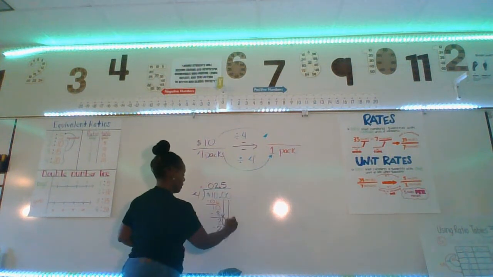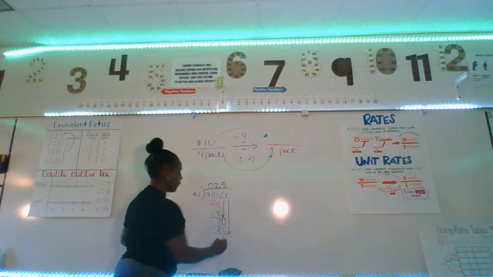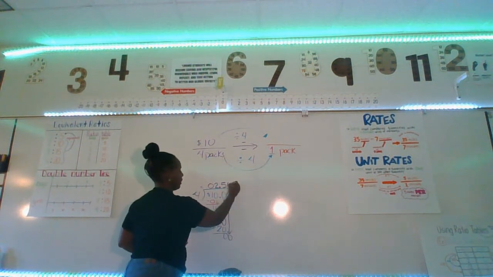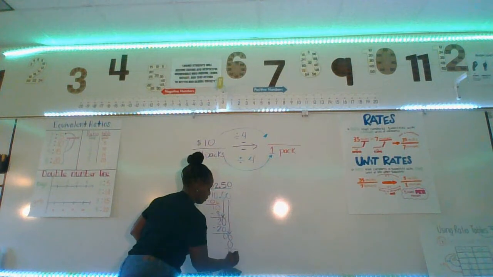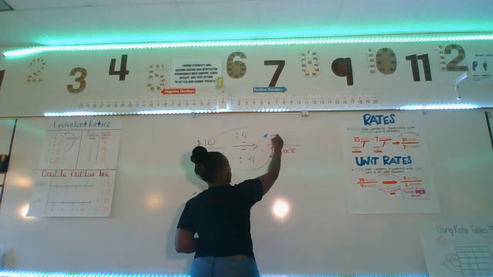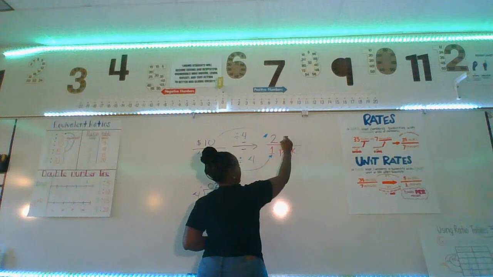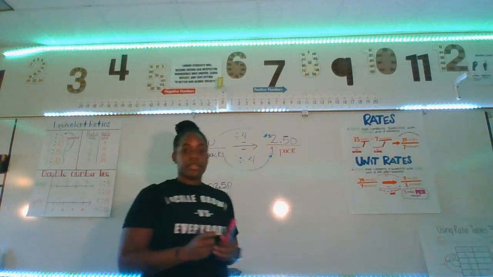So then we bring down a 0. And we say, how many times will 4 go into 0? 4 will go into 0 0 times. 4 times 0 is 0. So then we subtract. And our final answer would be $2.50 for 1 pack. All right?